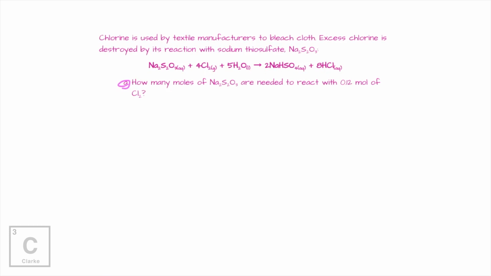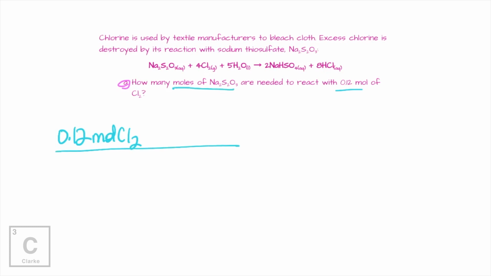The thing is, though, we don't have 4 moles of chlorine. We only have 0.12 moles of chlorine. So, how many moles of sodium thiosulfate do we need? Now, we're going to continue using dimensional analysis. So, to use dimensional analysis, we're going to write our given. Here's our given. So, we've got 0.12 moles of chlorine. And we're solving for moles of sodium thiosulfate.